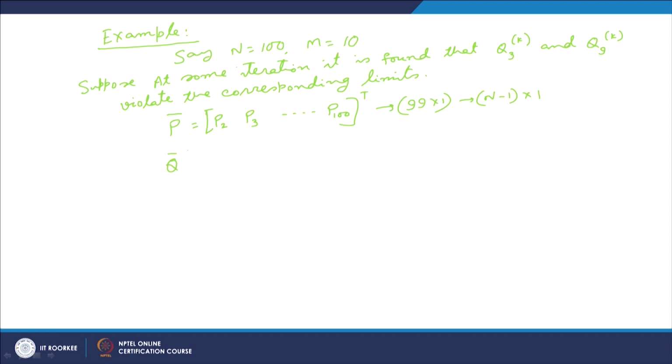What will happen to the Q vector? Earlier, the Q vector was Q11, please remember, because from the (m plus 1)th bus to the nth bus, that is from the 11th bus to the 100th bus, those buses are PQ buses. So, this Q vector originally was Q11, Q12 up to Q100. But now, because Q_3^k and Q_9^k have violated their reactive power limits, the third bus has now become a PQ bus, and the 9th bus has also become a PQ bus.